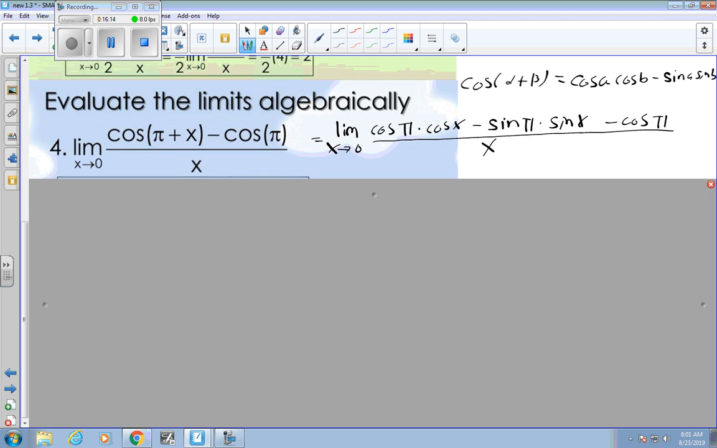And again, what I didn't show, I should have shown plugging the 0 in for x, because I have cosine of pi minus cosine of pi, which cancels to 0 all over 0. So it means I have to manipulate this somehow. And in this case, it's using the sum and difference formulas for sine and cosine. So this can simplify up quite nicely here. So what does this turn out to be? Just that cosine of pi times cosine of x.